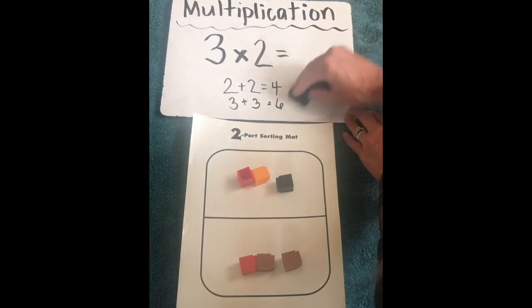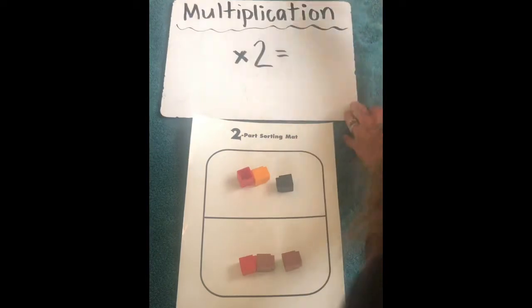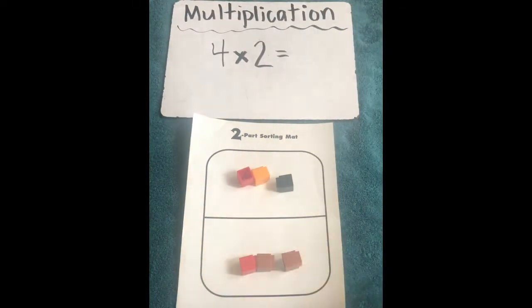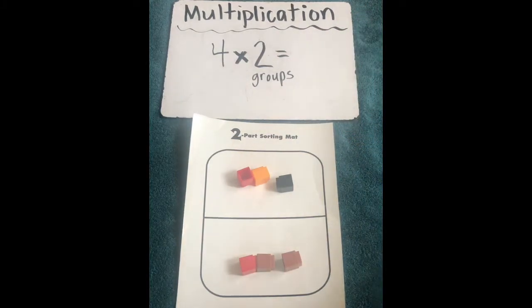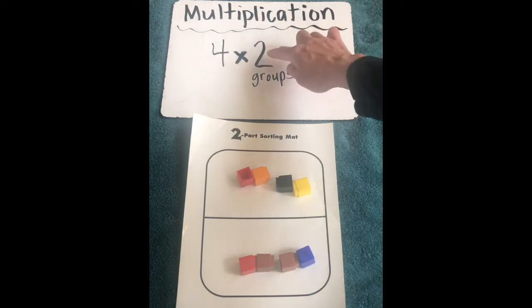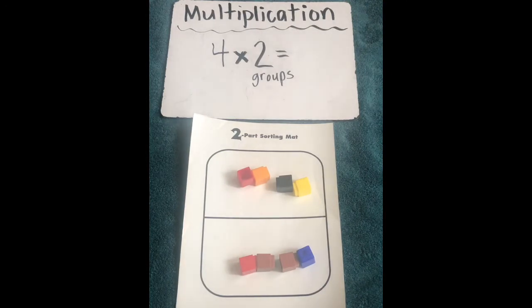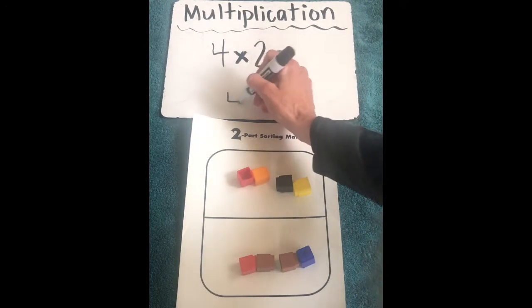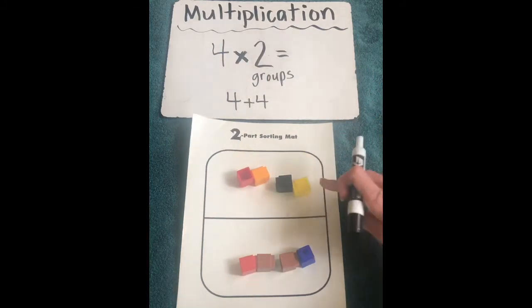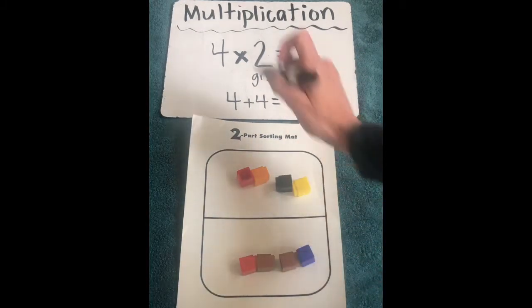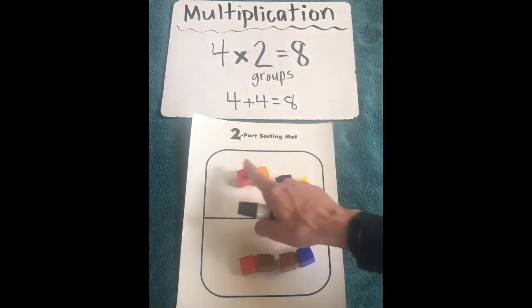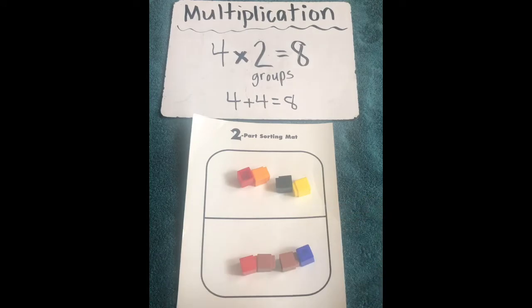Let's try that with 4. If I still have my 2 groups, but now I have 4 in each group, well, remember, this right here, when I'm timesing by 2, means I have 2 groups. So that's like saying 4 plus 4, and we know from our doubles facts that 4 plus 4 equals 8. So again, 2 groups of 4, or 4 times 2 equals 8. 1, 2, 3, 4, 5, 6, 7, 8.